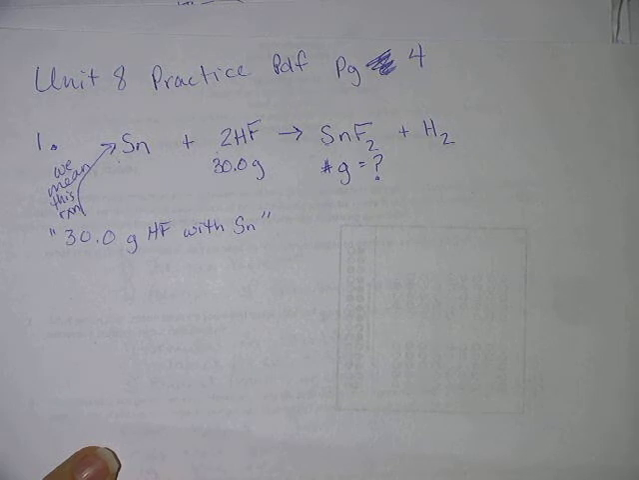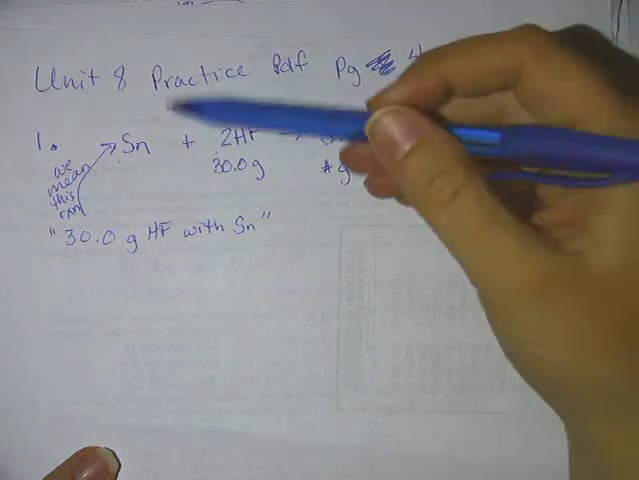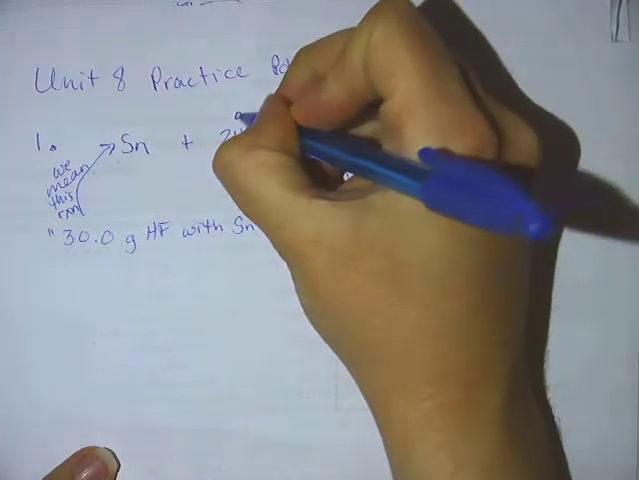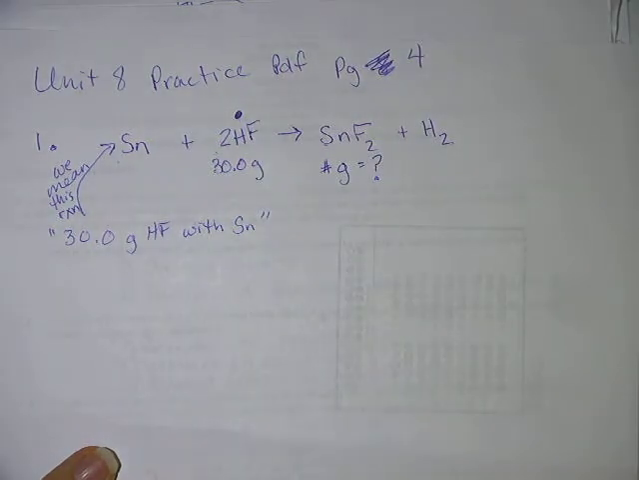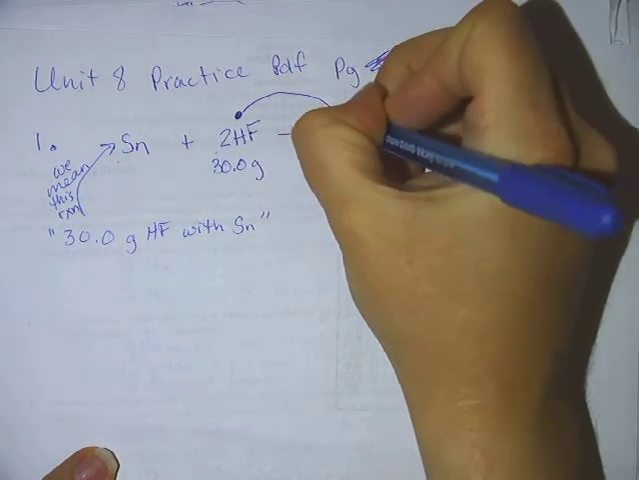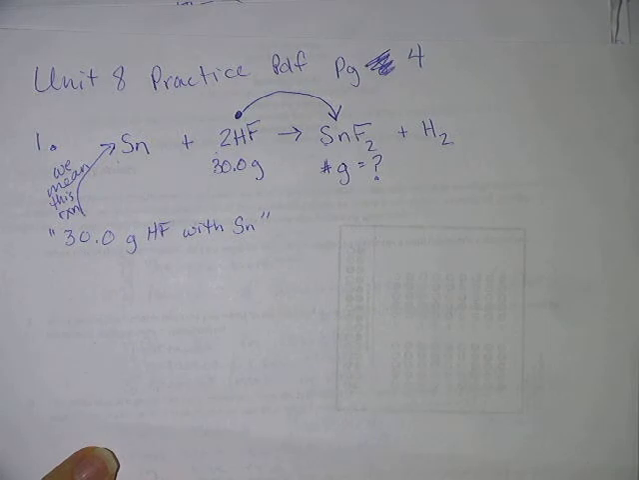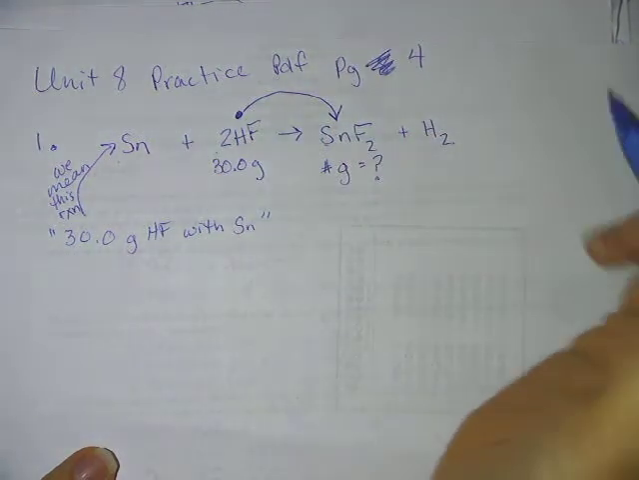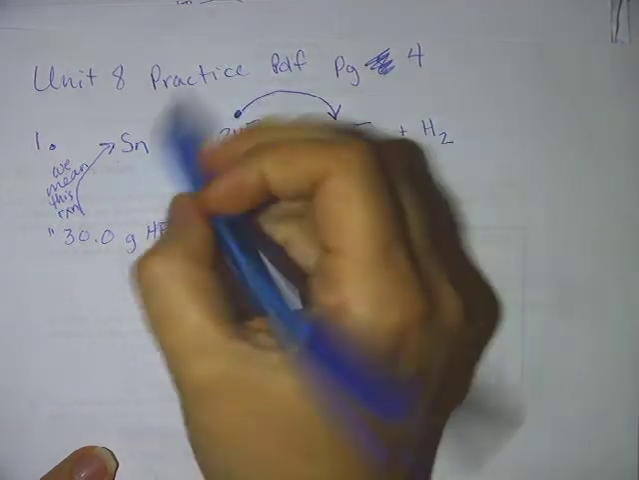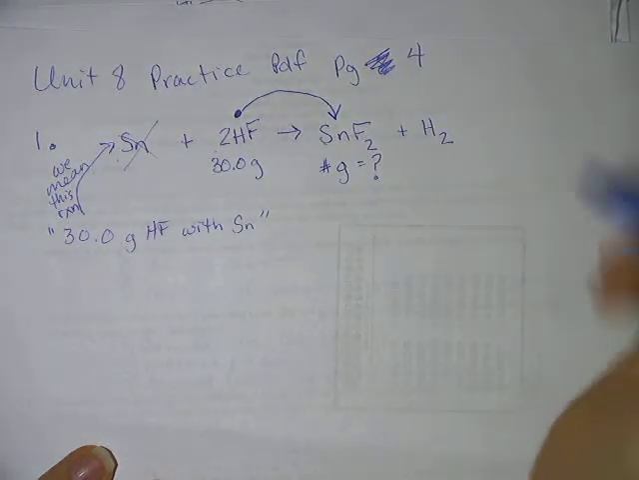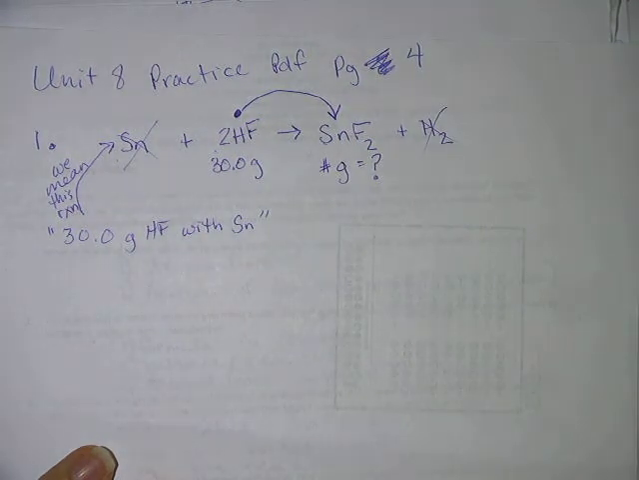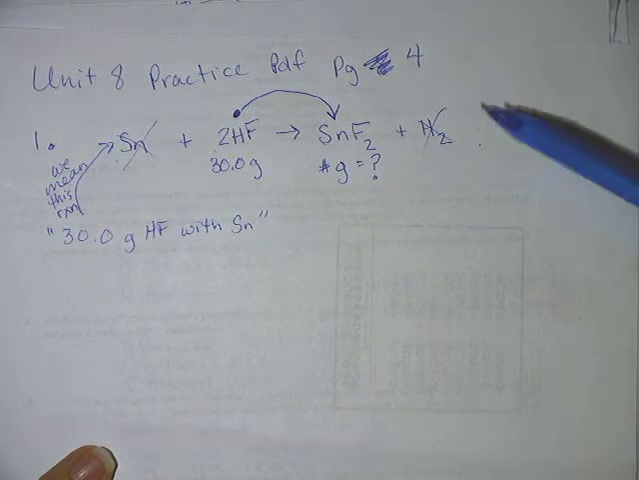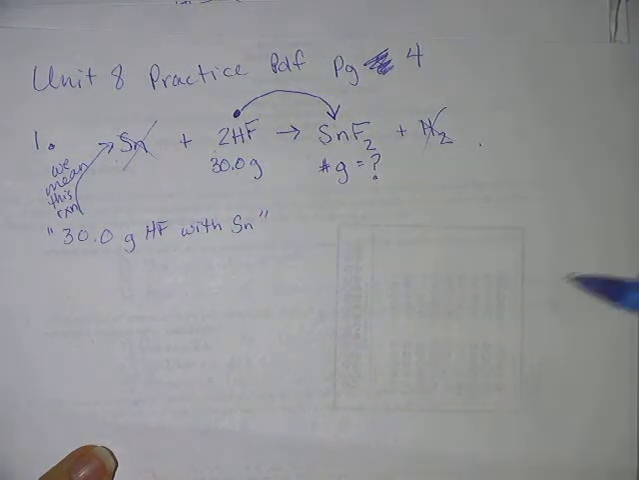So, for instance, where does our mole bridge start? The mole bridge being those arrows we were drawing. It starts on HF. That's where they gave us a number. And where is it going to point? The SnF2, because that's what they're asking us to find. We don't actually need the Sn or the H2 for the calculations in this problem. The only thing we needed them for was to balance the reaction, but they gave it to us balanced, so we don't even need them at all.